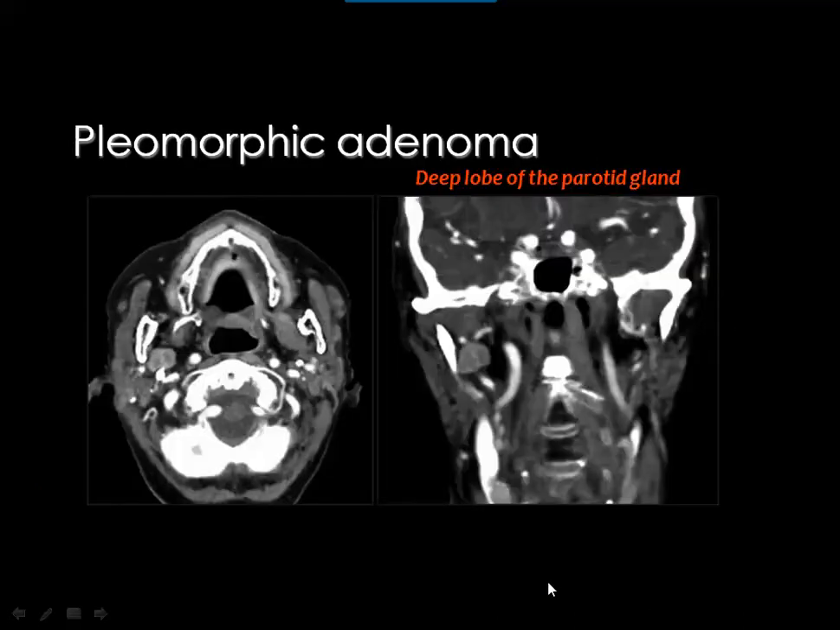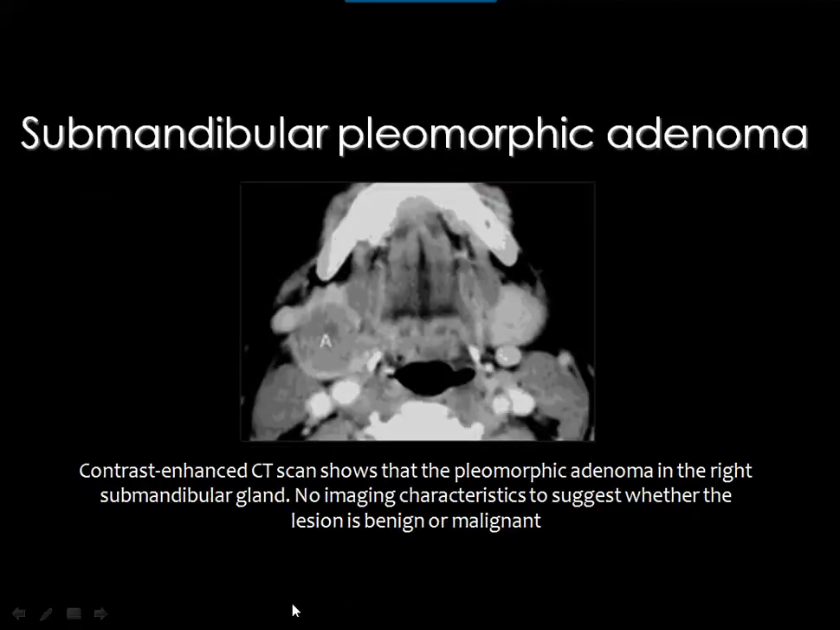This is a pleomorphic adenoma in the deep lobe of the parotid gland. You know, this is the superficial lobe, and the deep lobe is intimately related to the parapharyngeal fat, as I have explained in the lecture of the parapharyngeal spaces. Then this is an adenoma in the deep lobe of the parotid gland. This is the adenoma.